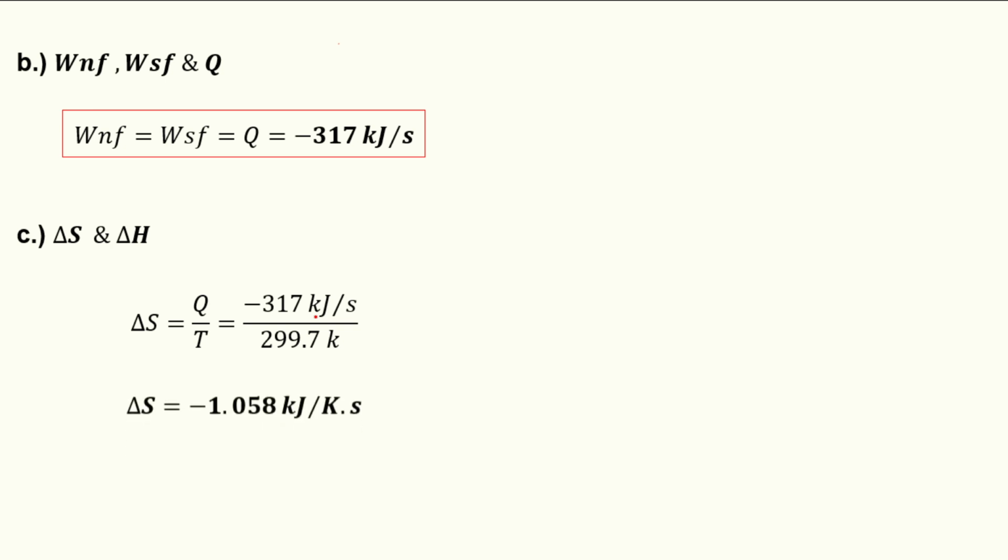Ang units natin na change in entropy is equal to negative 1.058 kilojoules per Kelvin seconds. Okay? Then, last is for the change in enthalpy is equal to 0 kasi wala tayong change in temperature. Okay? So, almost same lang naman sila ng concept ng isometric and isobaric process. So, medyo madali lang to.